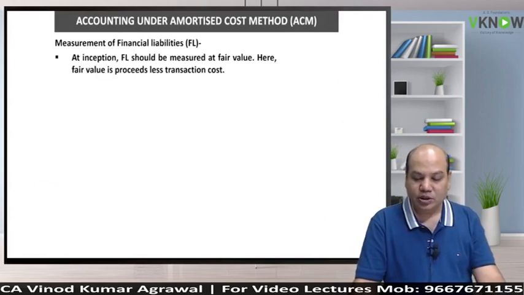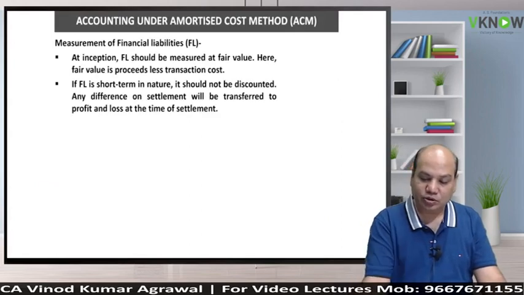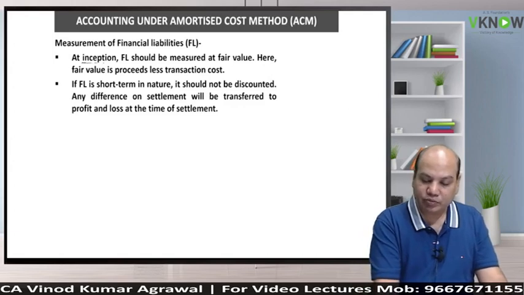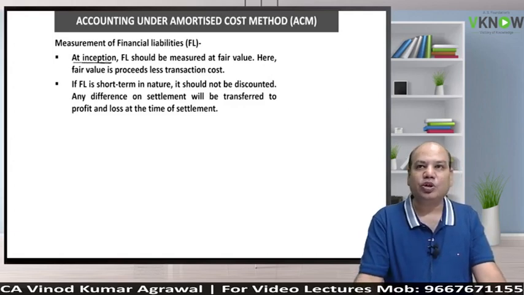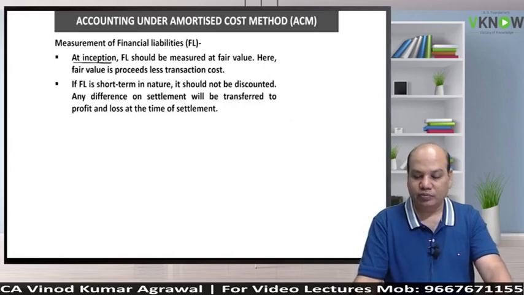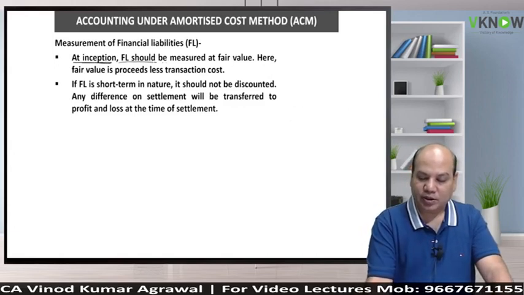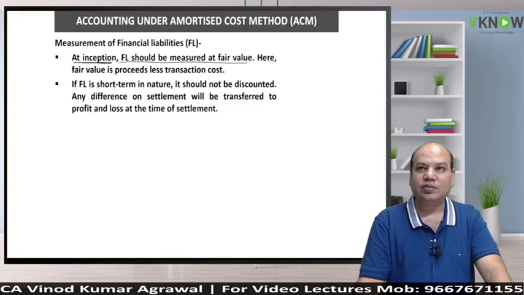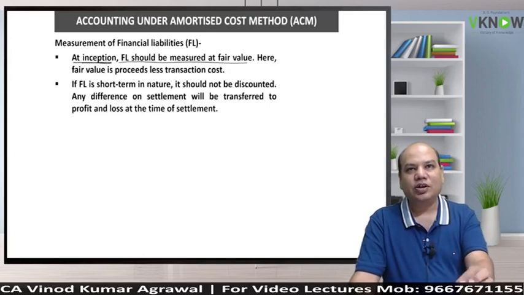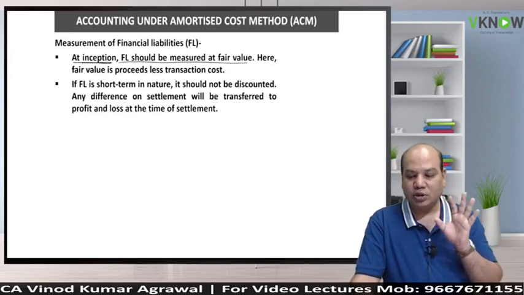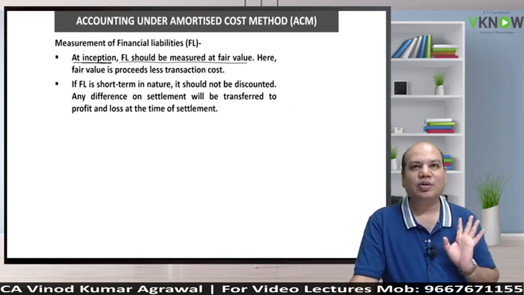So how do you measure the financial liability at amortized cost? We have to learn first on inception what is the amount you will put in the books of account. On inception date, the basic theme is financial liability should be measured at fair value. Throughout the standard, whether it is FA or FL, FA means financial asset, FL financial liability, initial recognition is at fair value. But then usually the amount you receive or pay is the fair value. Am I right?